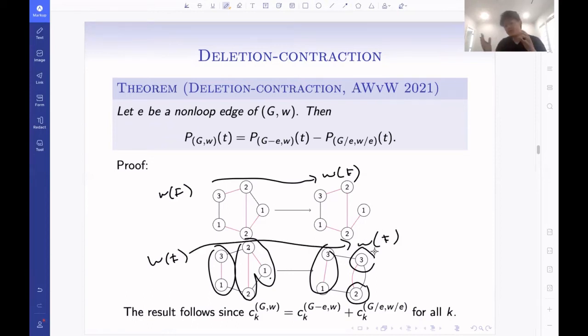So you have a weight preserving bijection between the K-component spanning forests of (G, W) and the union of those of (G delete E, W) and (G contract E, W contract E), which means that these sign coefficients are exactly the sum. So C_K of (G, W) is C_K of (G delete E, W) plus C_K of (G contract E, W contract E). You stick in the sign and you'll get this deletion-contraction relation exactly.